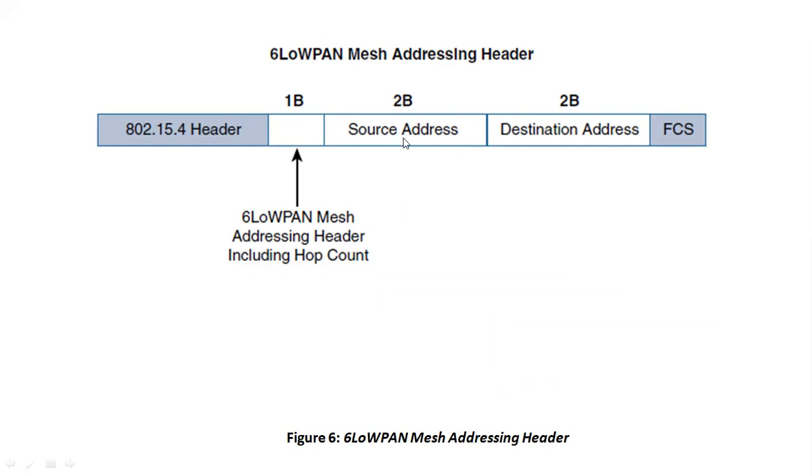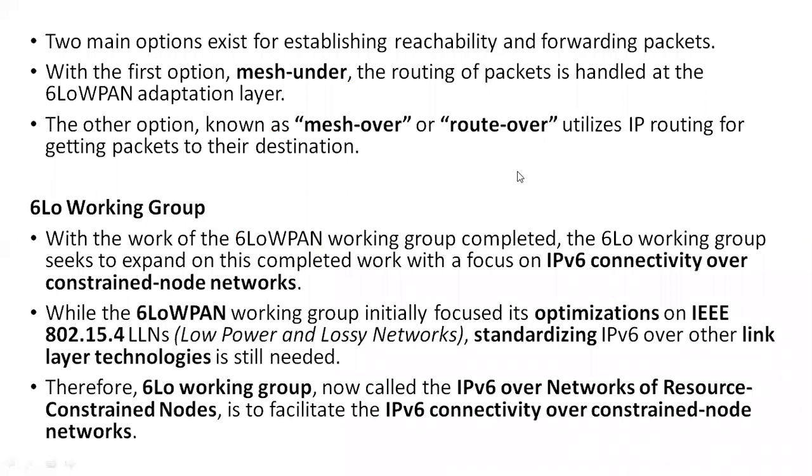Here 2 bytes of source address, 2 bytes of destination address, and 1 byte of addressing header including hop count. This first field will keep on storing the hop count. So totally how many bytes are used for addressing here? 5 bytes. Yeah, now all these things are there in our mesh.